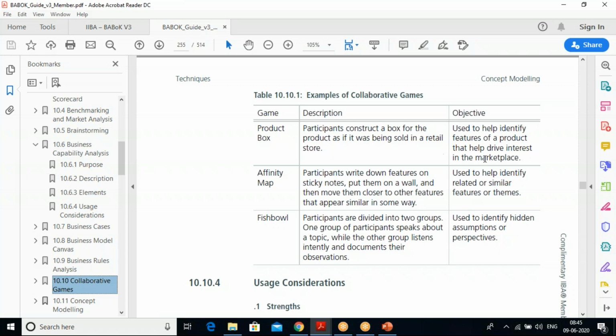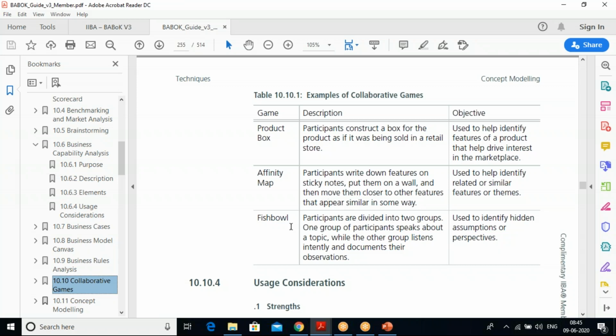By this what actually happens is that it will be used to identify the features of that particular product, and it will help you to drive interest in the marketplace. What are the important points for you to actually sell it, you will realize when you do this product box. And affinity maps. Affinity maps means here you will be understanding the various features of it, and of other similar products, what features they have. Here you will try to understand it.